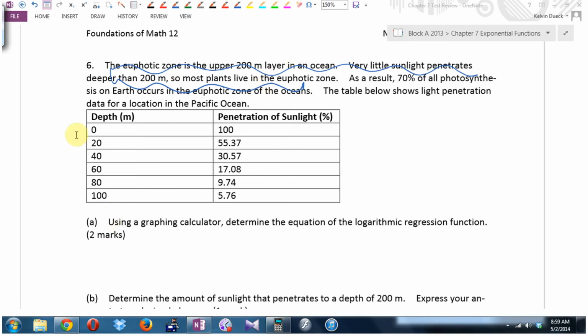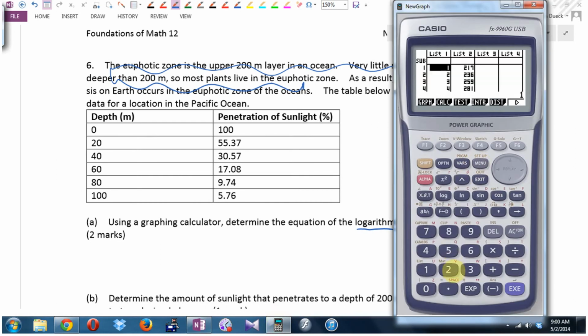Here's what I notice. They've given me a table of data, and they've said, do a logarithmic regression function. They want me to find the logarithmic regression function. So Christina, here's what I did. I said, okay, let's go to my stat menu. Let's delete any data that I have here. And I started out and I did this wrong. I went, well, usually the first column is the x column. So I said 0, 20, 40, 60, 80, 100. And then I said, okay, it's 100, 55.37, 30.57, 17.08, 9.74, 5.76.